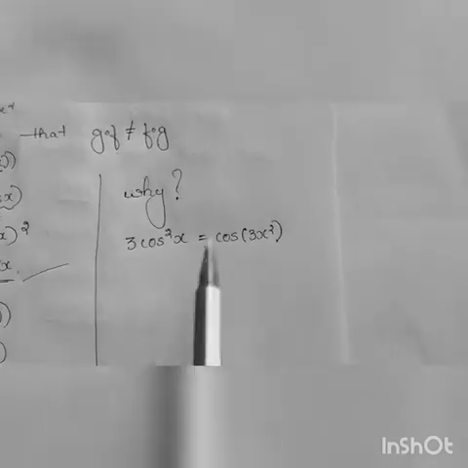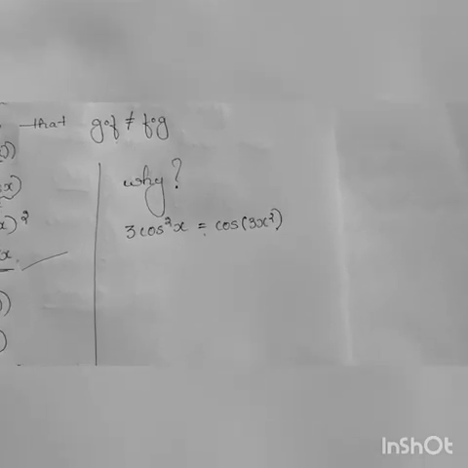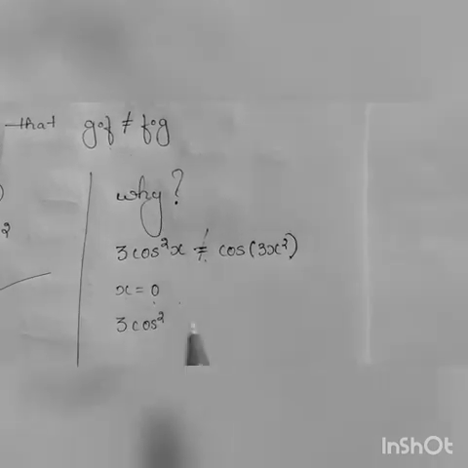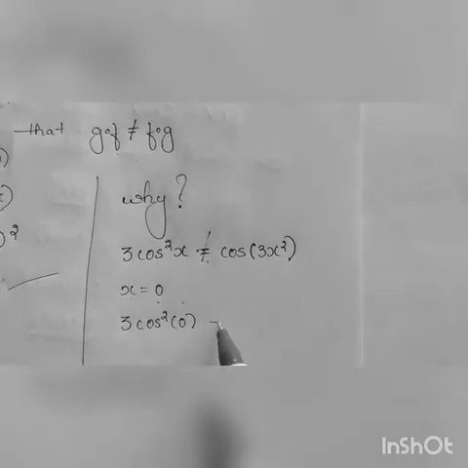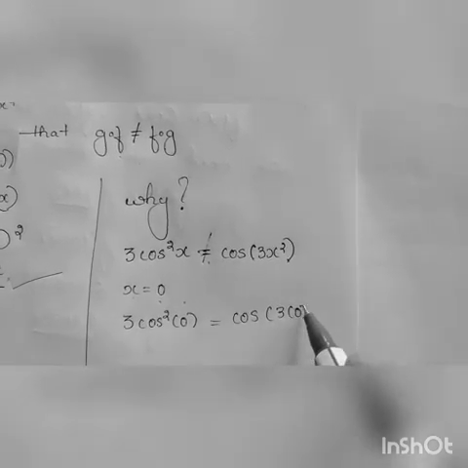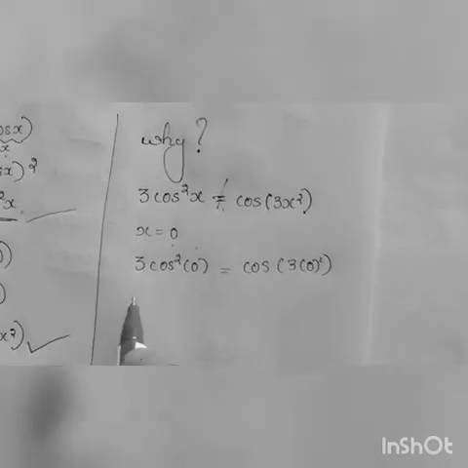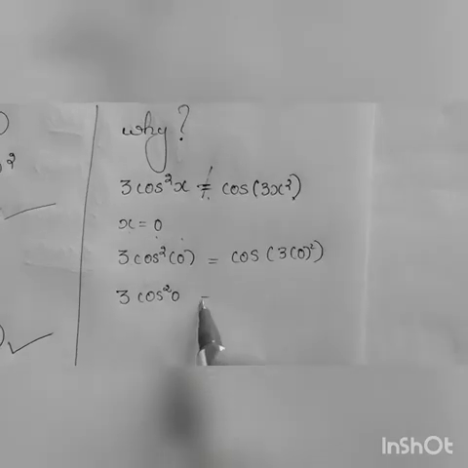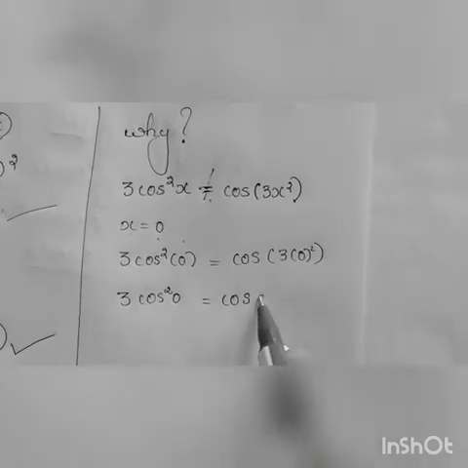But why they are not equal? 3 cos square x is not equal to cos 3x square. Why they are not equal? Put some value for x. Let it be x is equal to 0. So if you look over here, this will be 3 cos square 0, and this will be cos 3 into 0 square, which is nothing but 0 itself, right? So here this will be 3 into cos square 0, and this is cos 0.